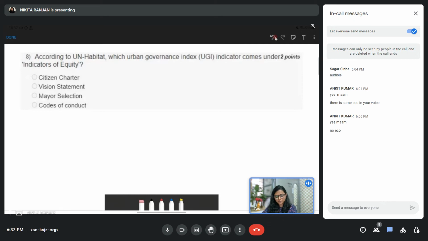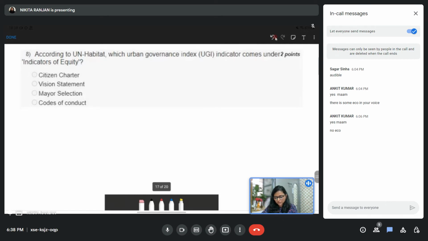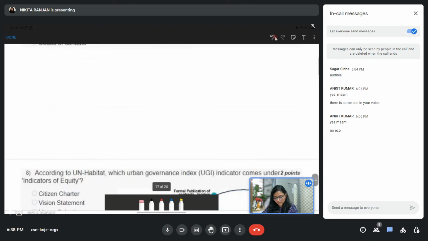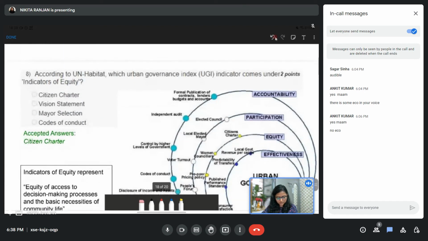Okay, moving on to the next question. According to UN Habitat, which indicator of the Urban Governance Index (UGI) comes under the indicators of equity? The answer for this is Citizen Charter.